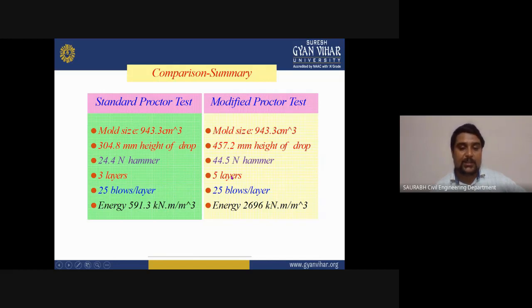Now we will see the energy which will be used here. More energy is used in the modified Proctor test.